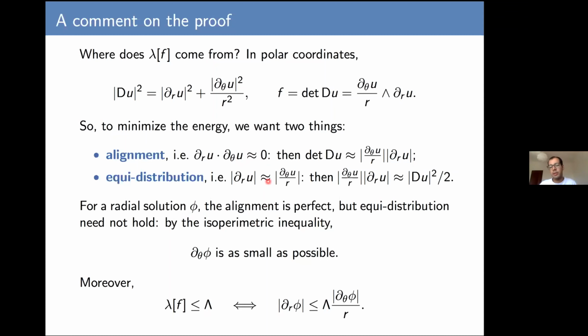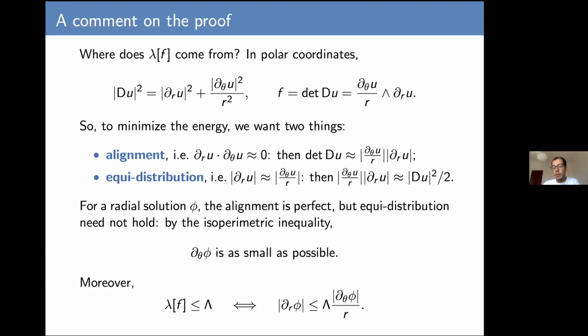And the reason is that if you apply the isoperimetric inequality, you see that the angular derivative of your map is as small as it can be. So it is not equidistributing energy. It is putting as little as possible in the angular derivatives and then a proportionate amount in the radial derivatives. And so now the point is that lambda controls the ratio between the radial derivative and the angular derivative. So you have this relation here.